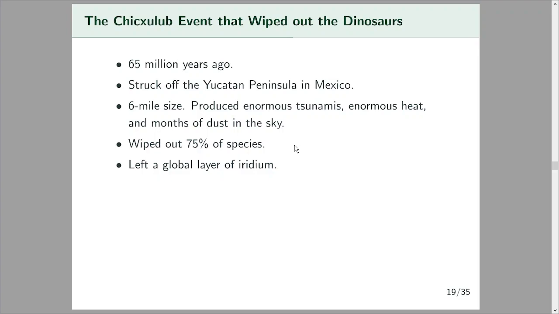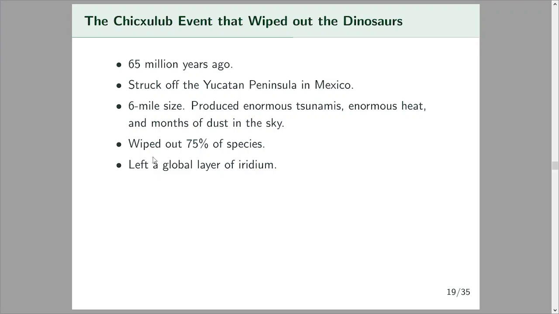But what they had found was a global layer of iridium at a certain geologic time. And they were trying to figure out what that was. And it ended up that this global layer of iridium was deposited on the planet about 65 million years ago. Iridium is a metal that's commonly found in asteroids, but not very common on Earth's surface. And yet it was all distributed all over the globe at the same time.